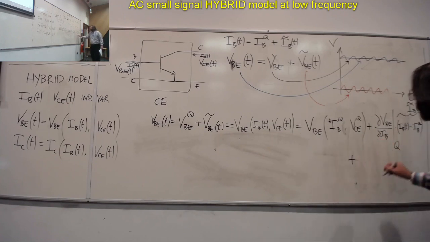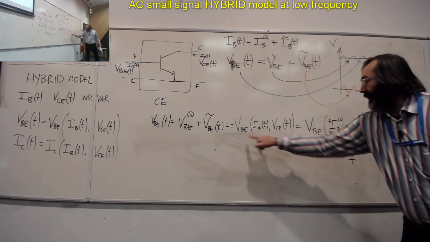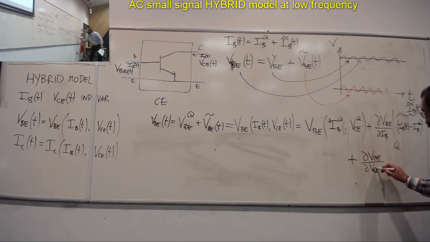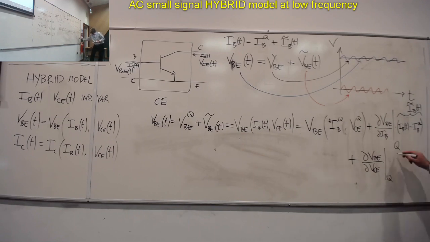Plus, I need to add another derivative with respect to another variable. So dVB/dVCE, calculated at the quiescent point, times, same story, VCT, the actual signal, minus the point at which I'm doing the expansion, which for VCE is VCQ. And again, this is actually VCE tilde, the small AC signal.